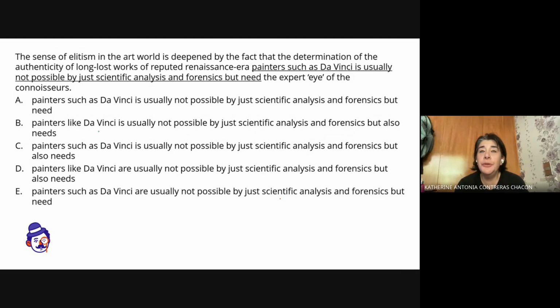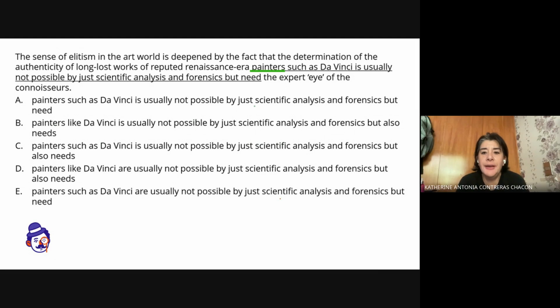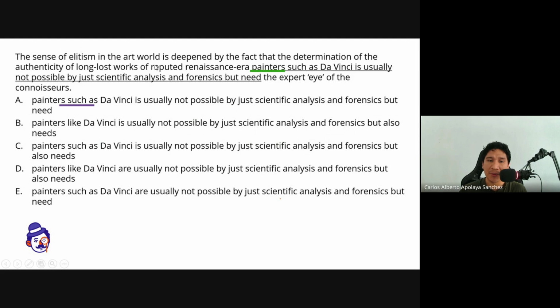Yes, like is used when you compare, and such as is used to give examples. Such as is when you list, when you give examples. That's true. In this part, for example, we have the word painters. So do you want to compare or do you want to give an instance? You want to give an example when you say Renaissance era painters like Da Vinci or such as Da Vinci. What are you doing here? Are you comparing or you just want to give an instance? I think we want to give an instance. That's true.